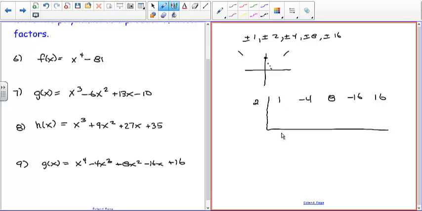So bring that down. 2 times 1 is 2. Add these together, you get that. You get -4. Add these together, you get 4. 4 times 2 is 8. -16 plus 8 is -8. Times 2 is -16. You get a 0. So that was pretty good.